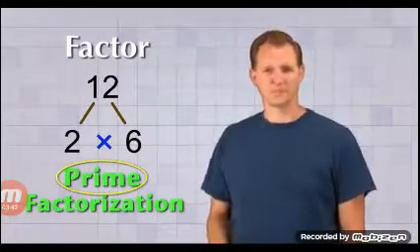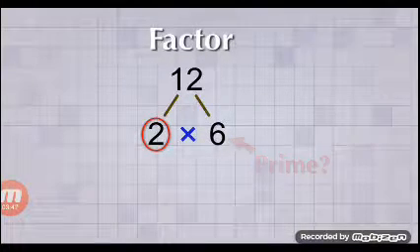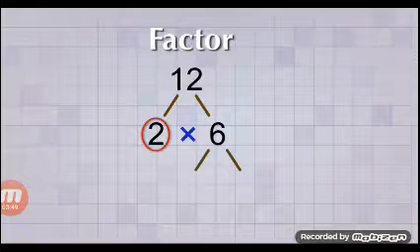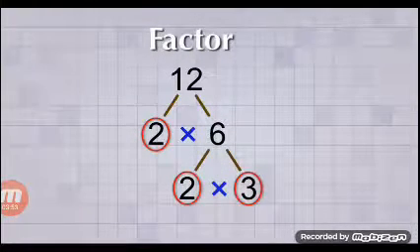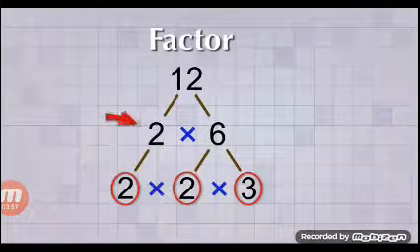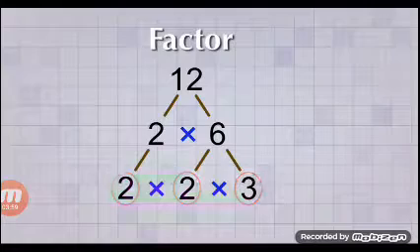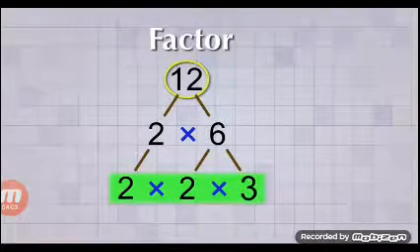So let's see if they are. Well, we know that 2 is a prime number, but is 6 prime? No, it's not, because 6 can be factored into 2 times 3. And both 2 and 3 are prime numbers, so now we're done factoring. And if we bring down that 2 that we had from the first factoring step, we can see that the prime factorization of 12 is 2 times 2 times 3.